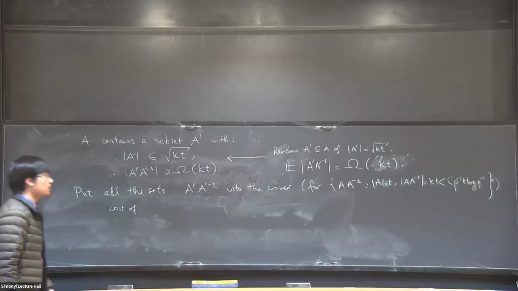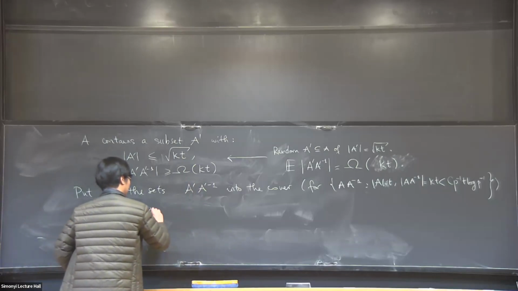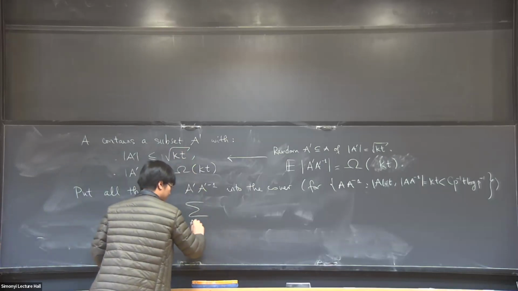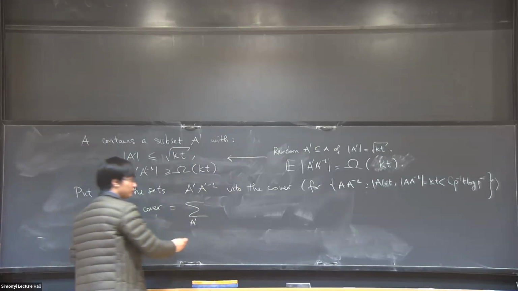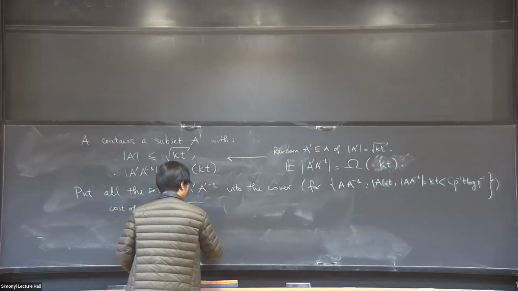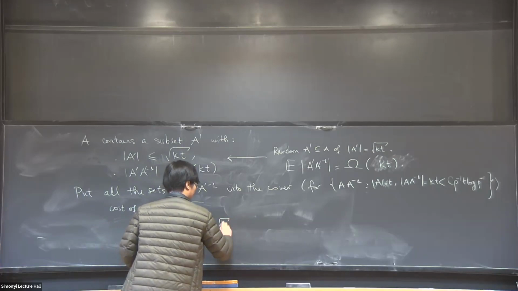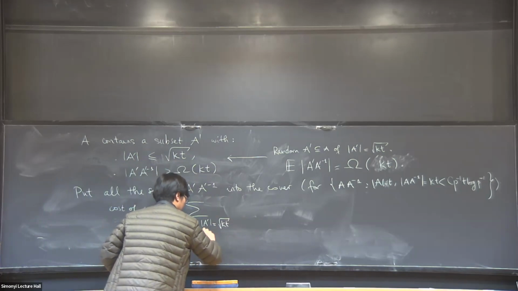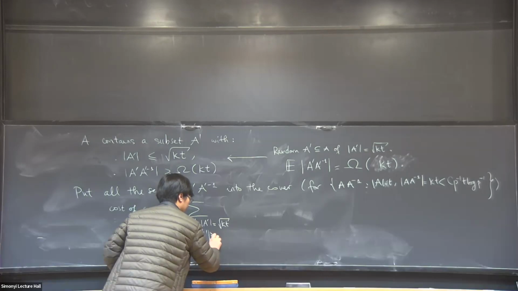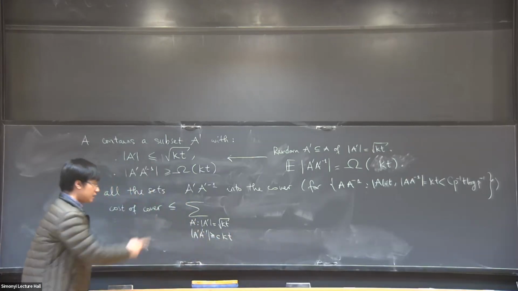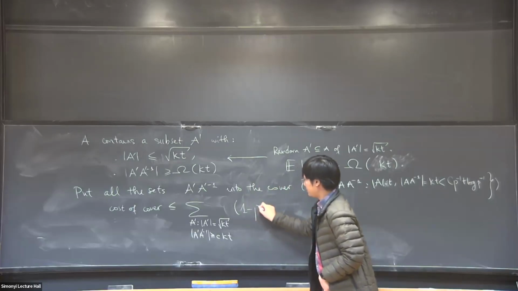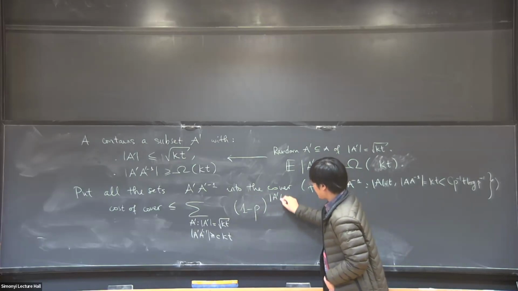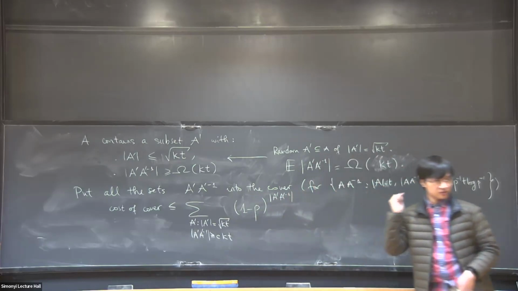Okay, so the cost of the cover is now roughly the sum over these sets A prime. Any such A prime has a small size, so it is at most the sum over A prime of size square root of K times T, with the further property that A prime times A prime inverse is large, let's say bigger than some constant times K times T. And inside here, we have exactly the same term that we had before: 1 minus P, and now we put in the exponent the size of A prime times A prime inverse. Okay, so far.